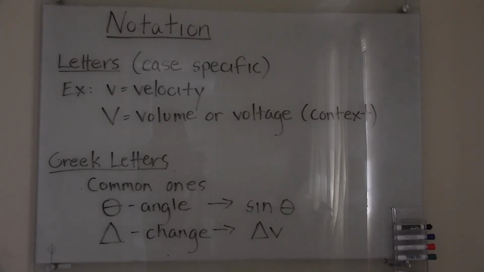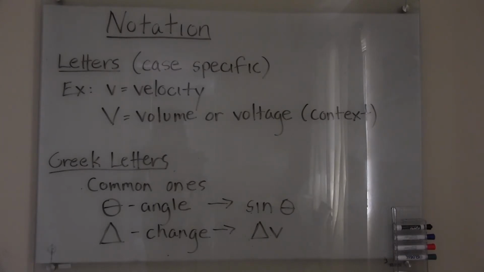We use letters to represent values because it's much less cumbersome. And these letters are case specific. So make sure when you are learning a constant, you learn whether you use the small case or the large case. An example is the letter V. A small v is used to represent the quantity velocity, whereas a large V could either mean volume or voltage, and you would discern this from the context of the problem.